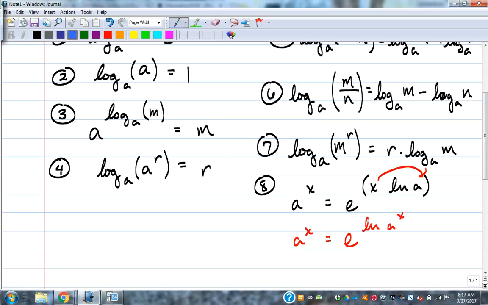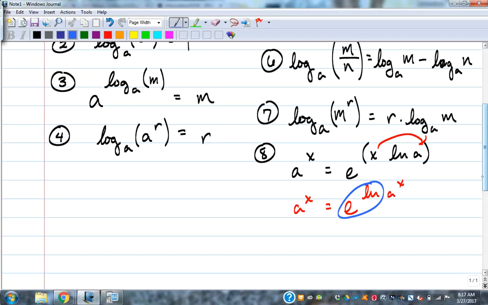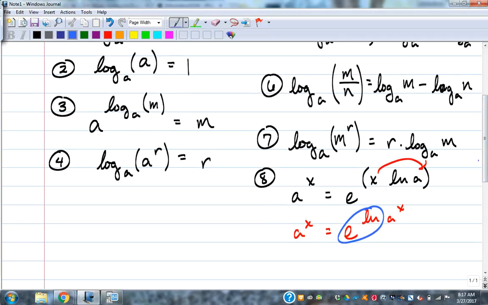And then these two, e and natural log. Natural log is what? It's log base what? e. So they cancel each other out from this property. The same base and the base right here, they cancel each other out. So that's how that property works.